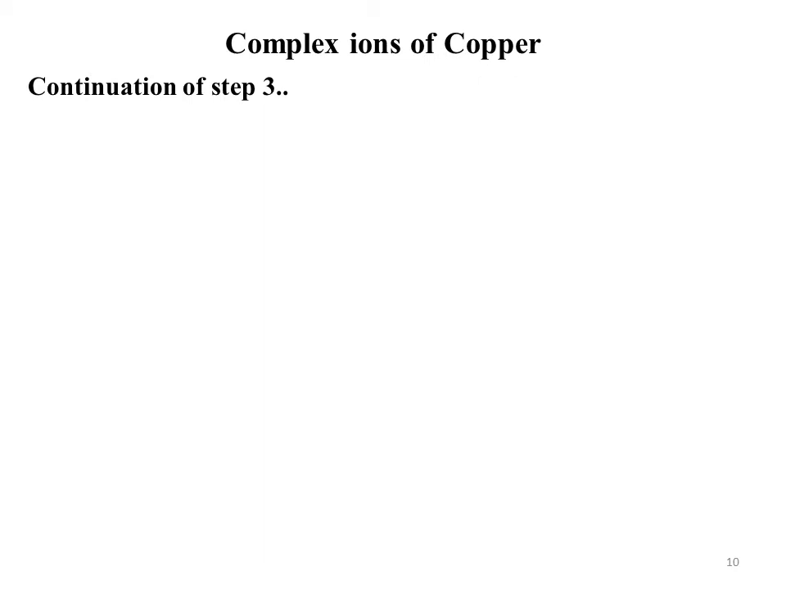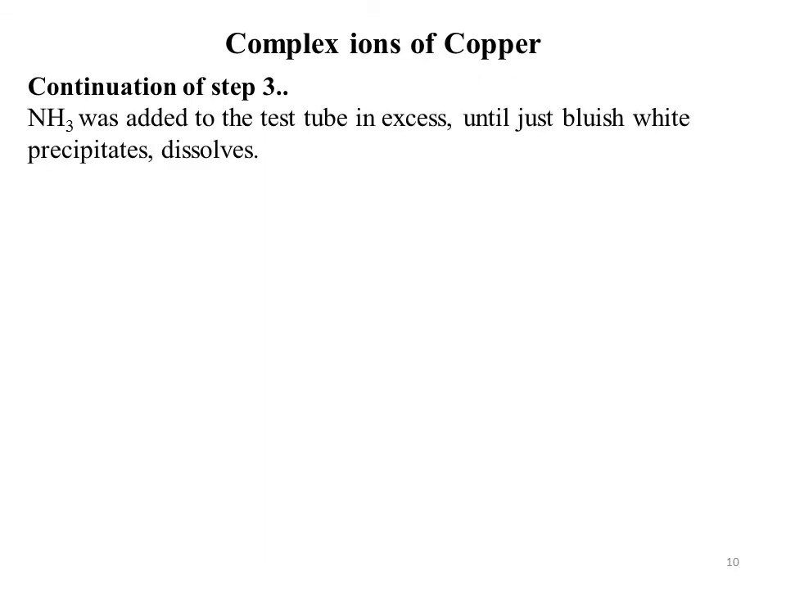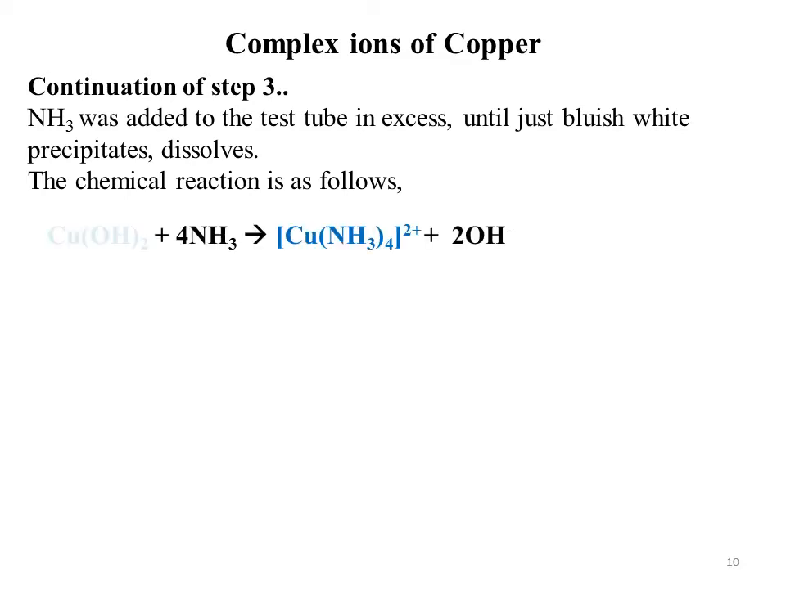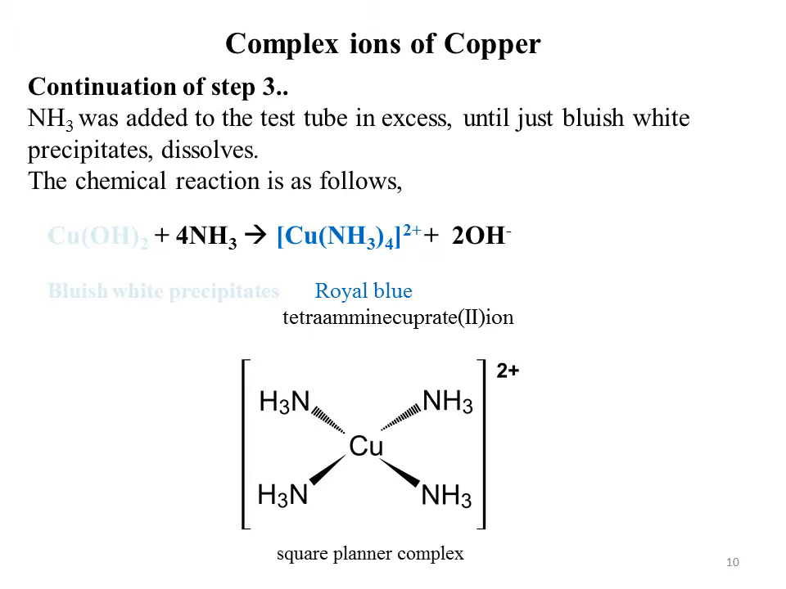The continuation of step 3 was that you have to add an excess of ammonia. The chemical reaction that is taking place: the addition of ammonia in excess dissolves the white precipitate and produces the royal blue solution. Copper hydroxide dissolves, forming the tetraamminecopper 2 ion complex that appears in the form of a royal blue solution. Here is the structure of this tetraamminecopper 2 ion, the square planar complex.